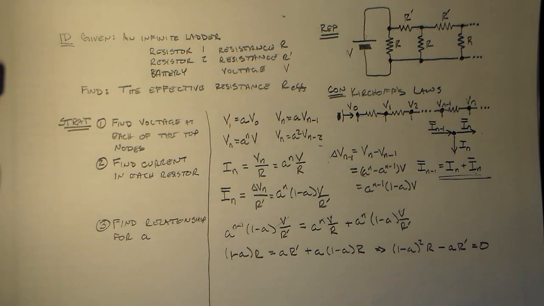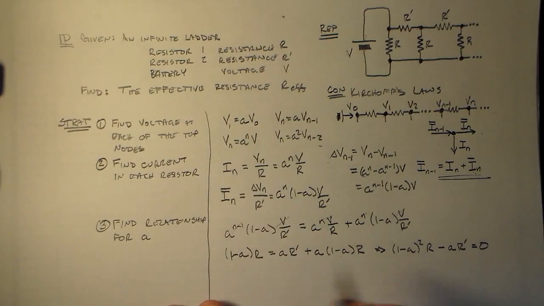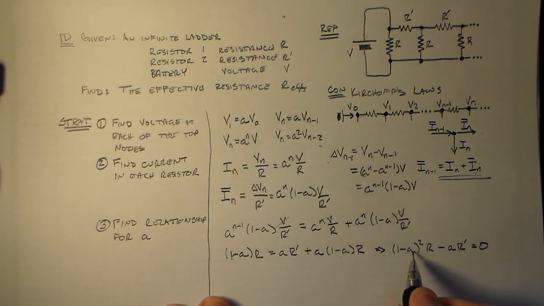I'm on the fence about doing all that work. It takes about half a page, so I think maybe the best thing to do here is to just set this thing up and say we've solved it. What we have to do, of course, is FOIL all this stuff out. So I'm going to divide through by R.